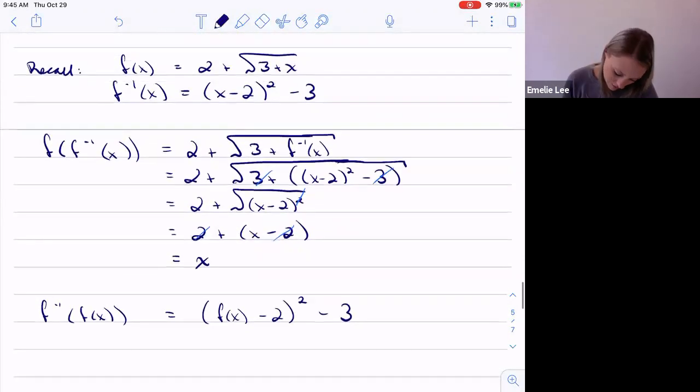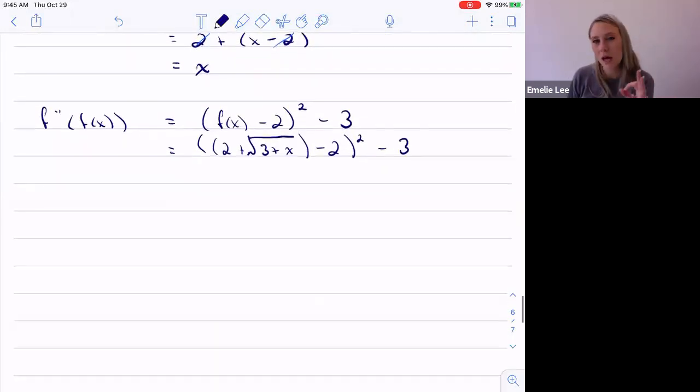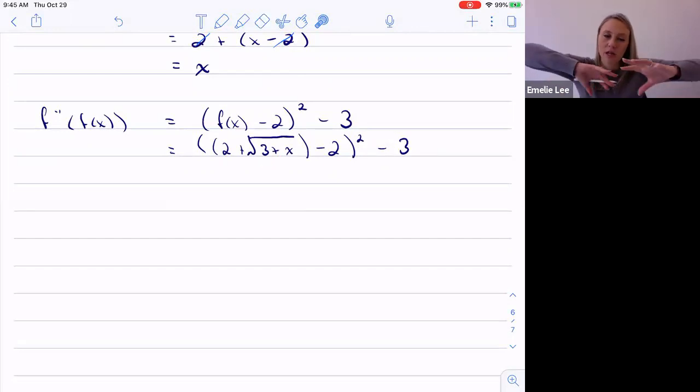F of x, gotta keep it on there, and I'm putting everything in brackets. Sometimes I don't need them, but I'm better safe than sorry, right? So 2 plus the root of 3 plus x minus 2 and then squared and then minus 3. Looks like I'm going to have the same type of situation where 2 minus 2 is going to go away, and then I'm squaring the square root. That's the whole idea of the inverse. The inverse just kind of inverts the function, right? So it's the way of undoing it properly.